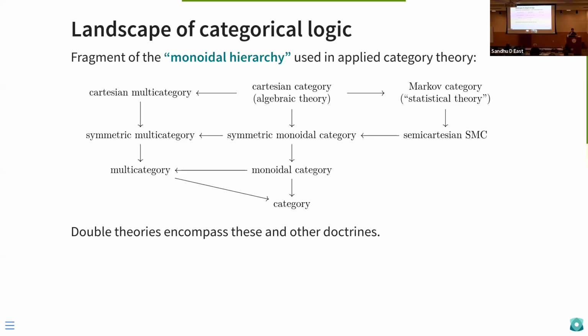So you have categories at the bottom, which is where we started when talking about categorical databases. There are all sorts of other interesting things in here. A very classical and important thing, which is where categorical logic began, are Cartesian categories, which correspond on the syntactical side to algebraic theories. And I mentioned earlier symmetric monoidal categories and symmetric multicategories as a natural place to formulate certain other kinds of equations.